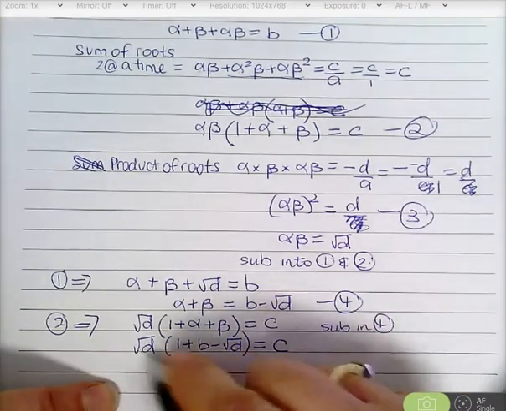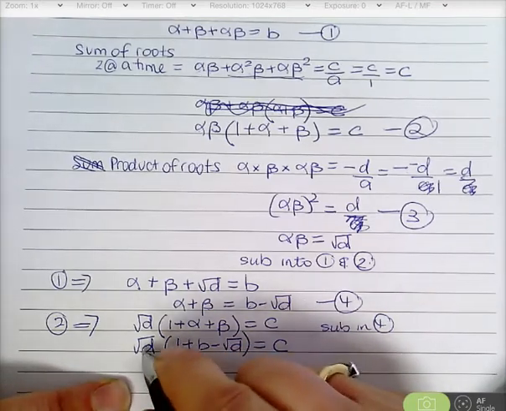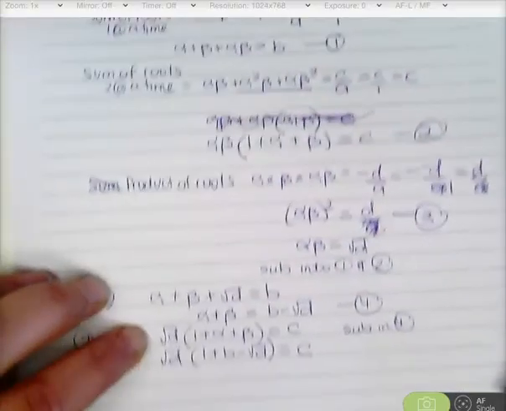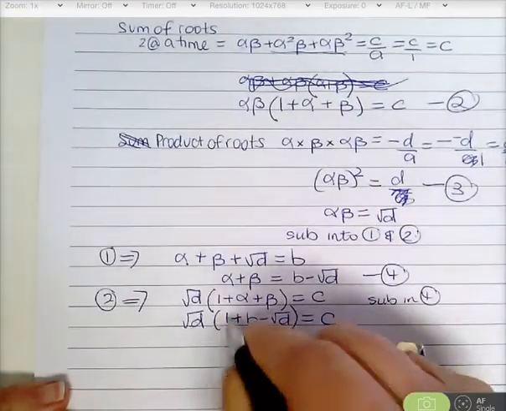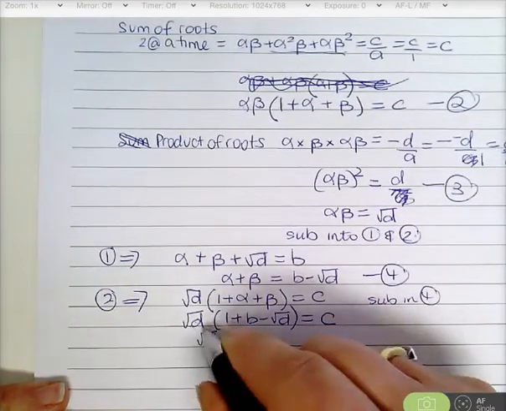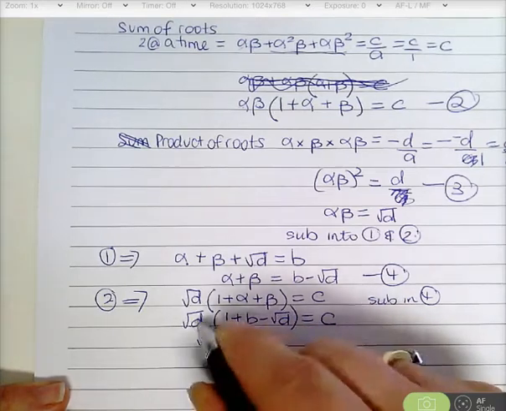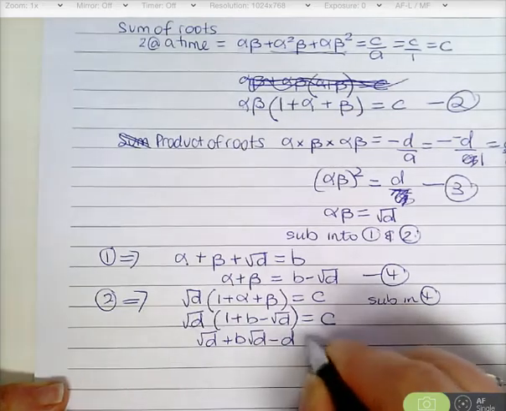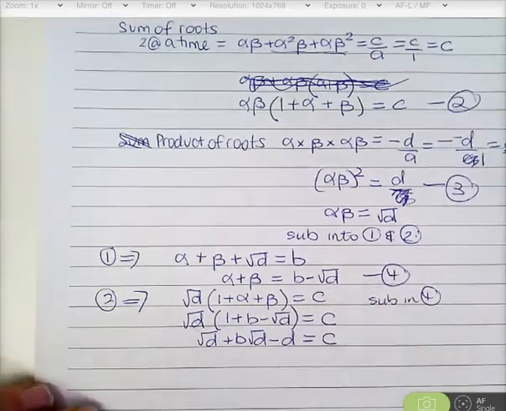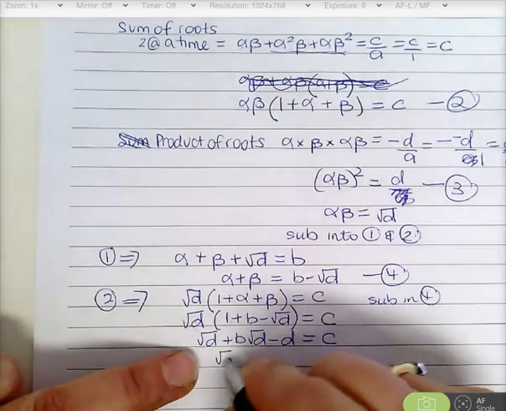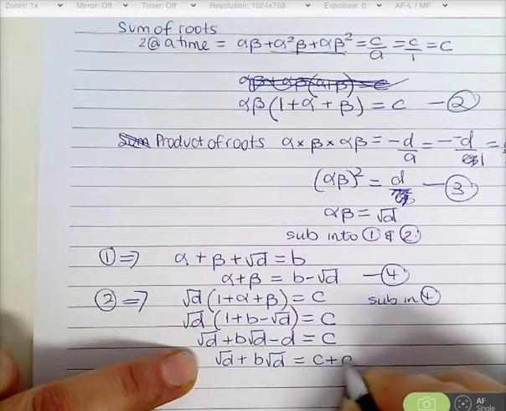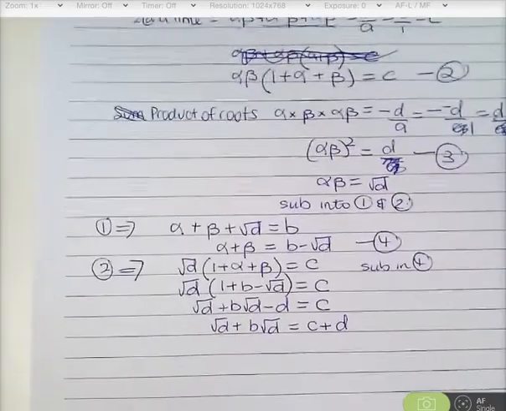Now, let's expand our brackets. So, because we notice that the thing that we're trying to find doesn't have any square roots in it, it would be good to expand these brackets. Okay, so we get square root of d times 1 is the square root of d, plus, this would be b root d, and then we get minus d is equal to c. Now, a good strategy here to use is to keep everything with square roots on one side and take anything else without square roots over to the other side.